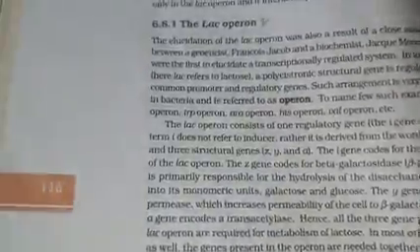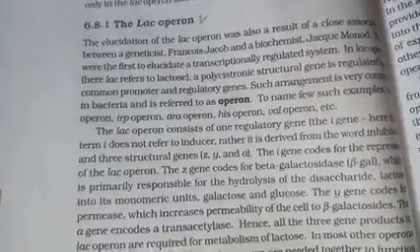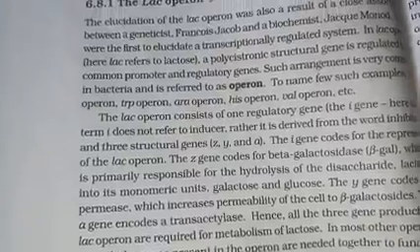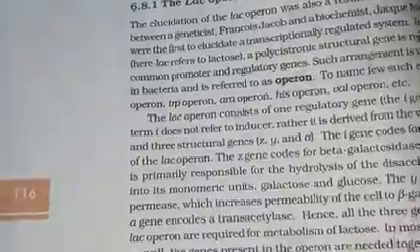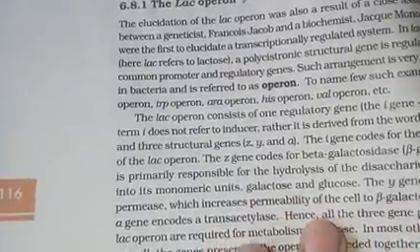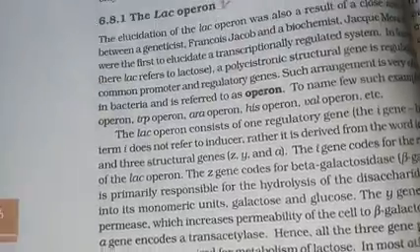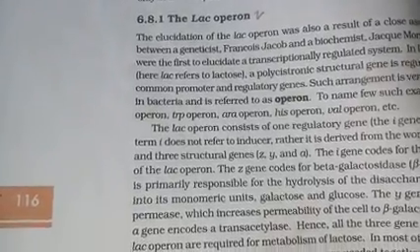So, firstly, what are these functions? Beta galactosidase, which is the expression of the Z gene, breaks down or hydrolyzes lactose into glucose and galactose. Second, what is the function of the Y gene? It increases the permeability of the cell to beta galactosides, that is permease. And transacetylase is expressed by the gene A.